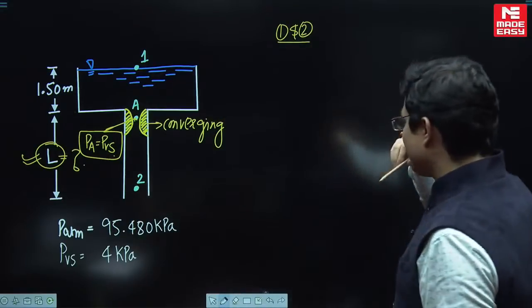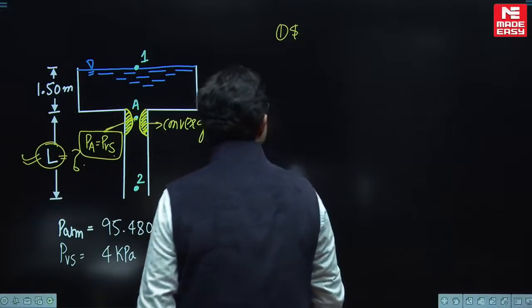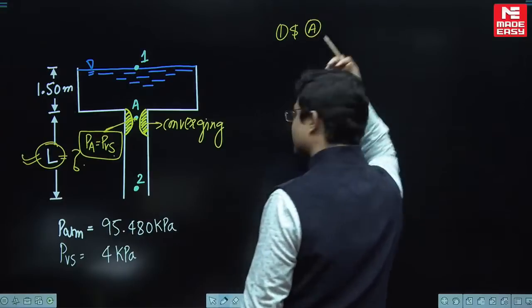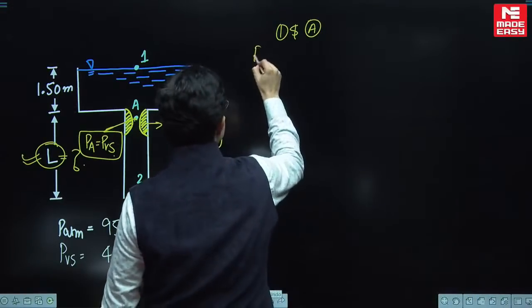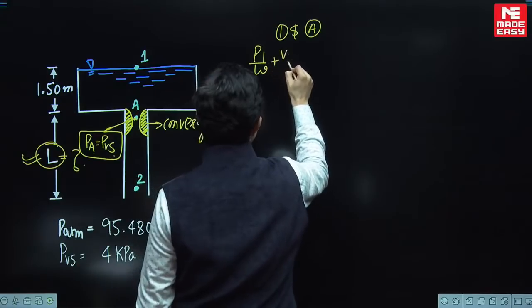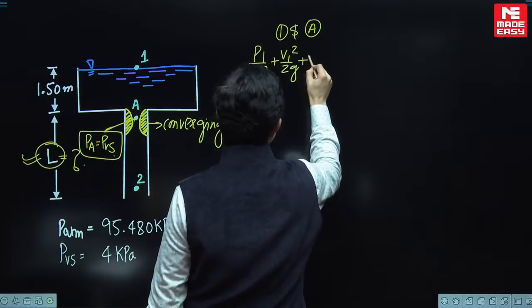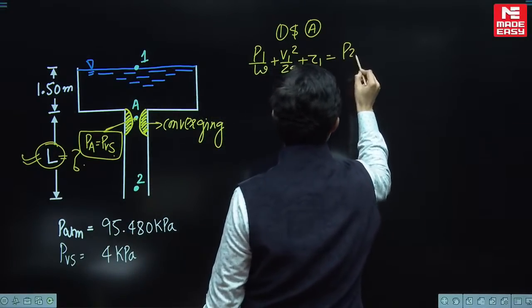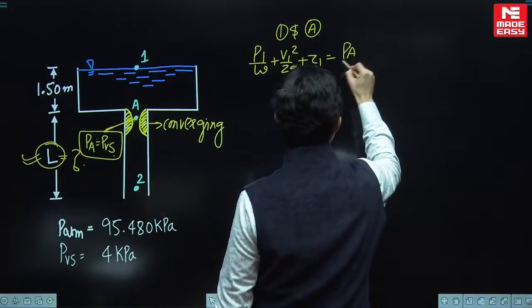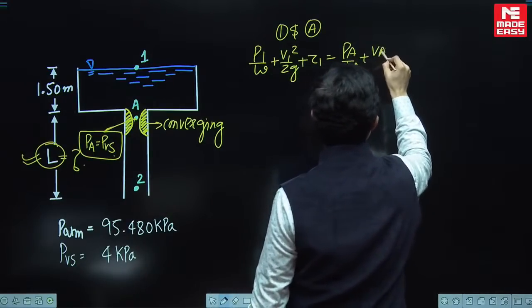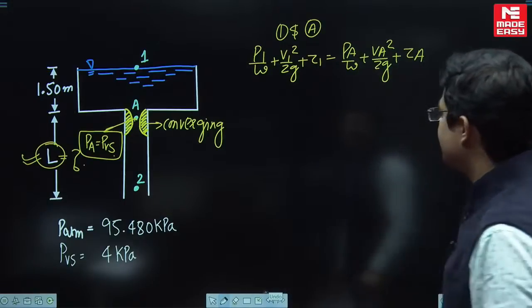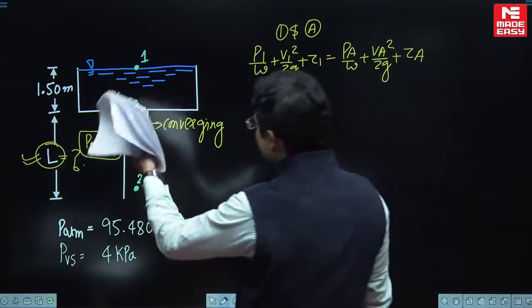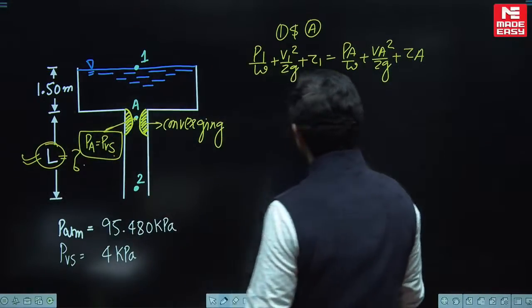So he is asking the critical length. Let us apply the Bernoulli equation between 1 and 2. Let us apply between 1 and A first of all, because converging section, na, 1 and A. Let us find out the Bernoulli's equation between 1 and A. So that is going to be P1 by W plus V1 square by 2G plus Z1 is equal to PA by W plus VA square by 2G plus ZA.